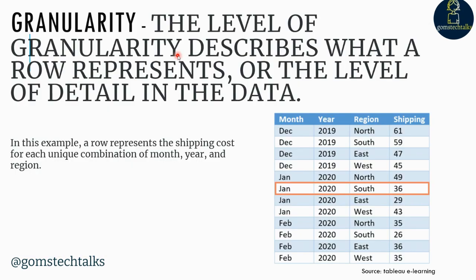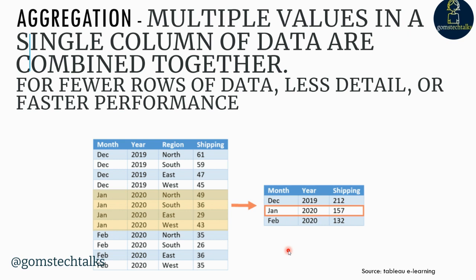And what is granularity? Here you can see that the level of granularity describes what a row represents, or the level of detail in the data. Here you have four different columns: month, year, region, and shipping. And you have different records, where for December you have a set of specific values, and for January and February. So here it is a row-wise representation.